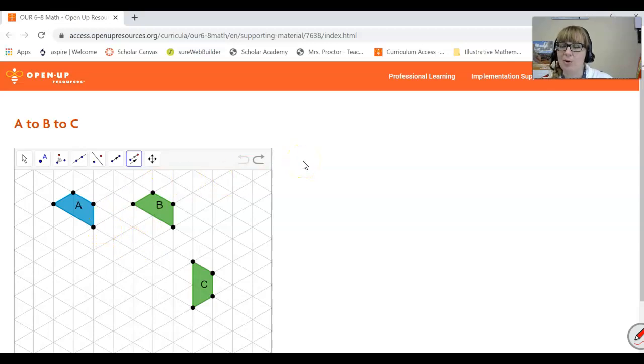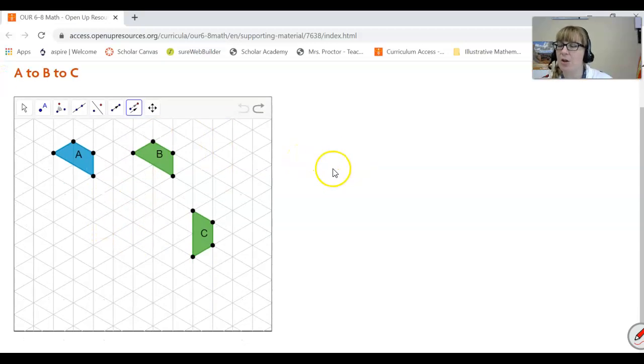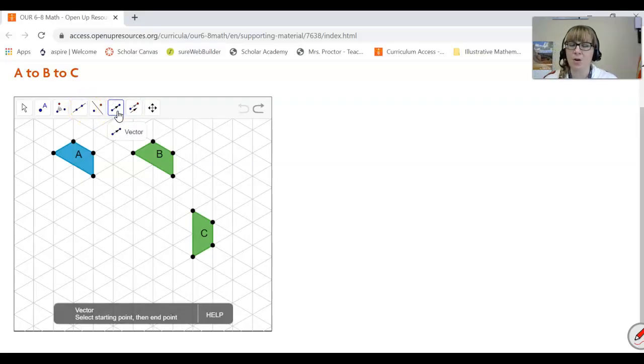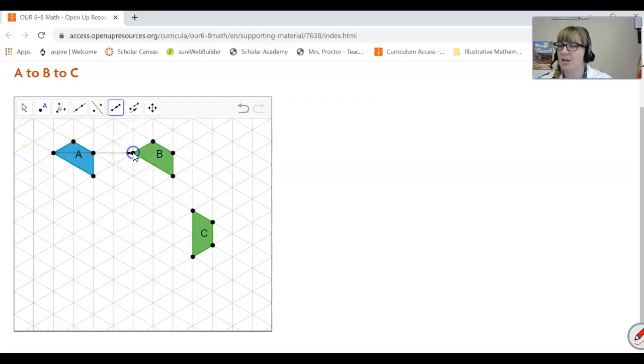All right, we're back. Hopefully you've been able to figure this out on your own. Here are some ways that you can do it. The easiest and most obvious is to do a translation. Remembering how to use our tools that are also explained in Canvas, I'm going to create the vector first. The vector is going to go from here to here because that's how I want this figure to move.